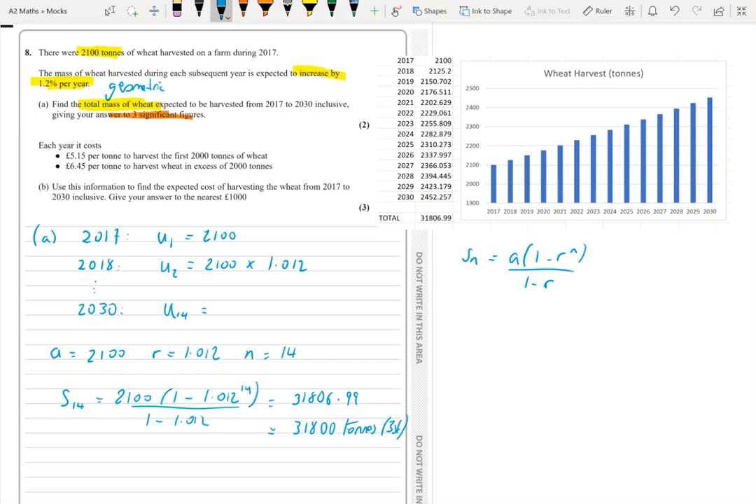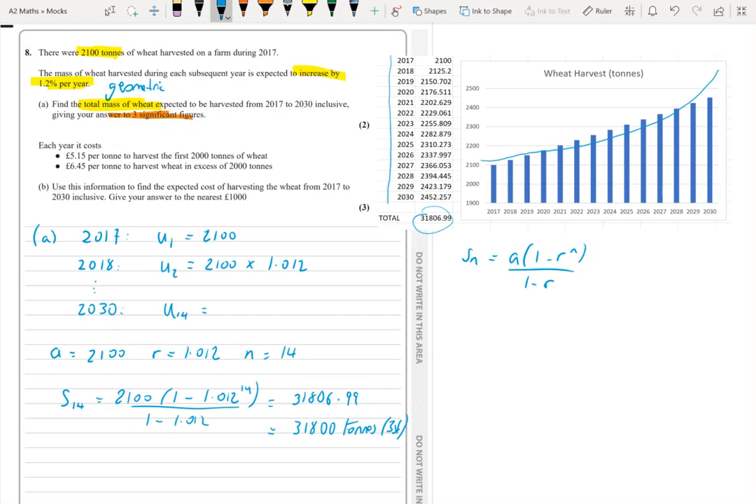I've put this graph on the side, just used Excel to plot this data. You can see we've got the years from 2017 to 2030. Excel's calculated how much in each individual year and plotted those, but their total agrees with ours, that value of 31806.99. The graph looks almost like a straight line, but it won't be. Geometric growth might be a slow curve, but it is always going to be a curve. I'm going to exaggerate it, but this trend is curving exponentially upwards. It's because it's only 1.2% that we don't really see the shape of that curve very clearly.